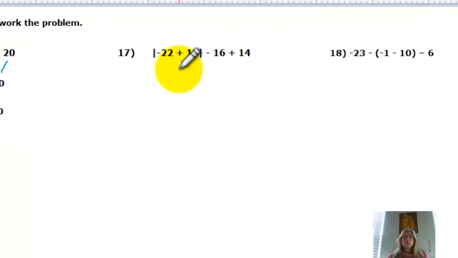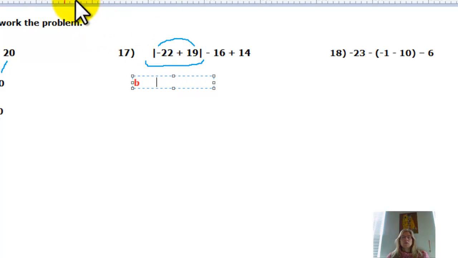Okay, so then on this one over here, number 17, we've solved inside the absolute value first. We have a -22 plus a 19. So you find the difference between 22 and 19, which is 3. All I did was subtract 19 from 22. So we have line B, and find the difference, which is 3.